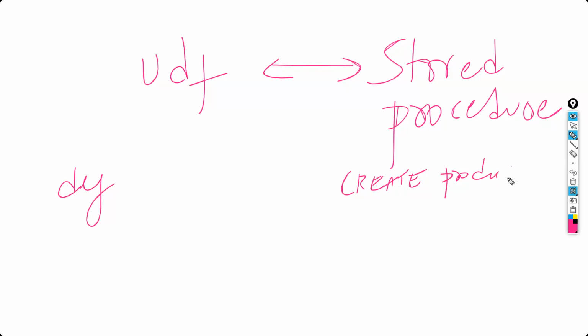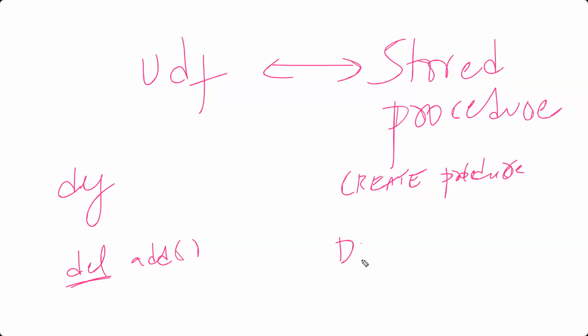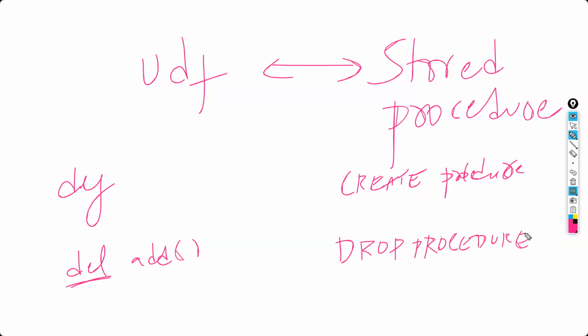Now, how to drop a user-defined function? If you are not interested in the user-defined function, how do you remove it, guys? Write del and the function name. Whatever function name you have created, del and the function name, and that will be dropped. Here del means it is going to drop the object. In SQL, to drop the object, we use drop procedure, and you are going to drop the procedure. Is the point clear?